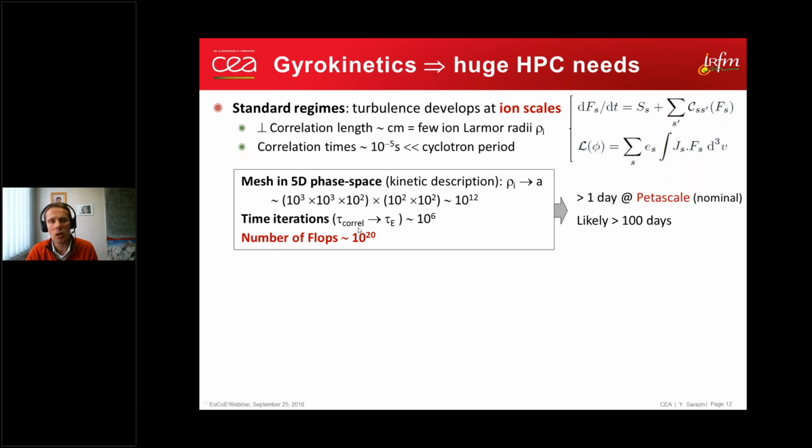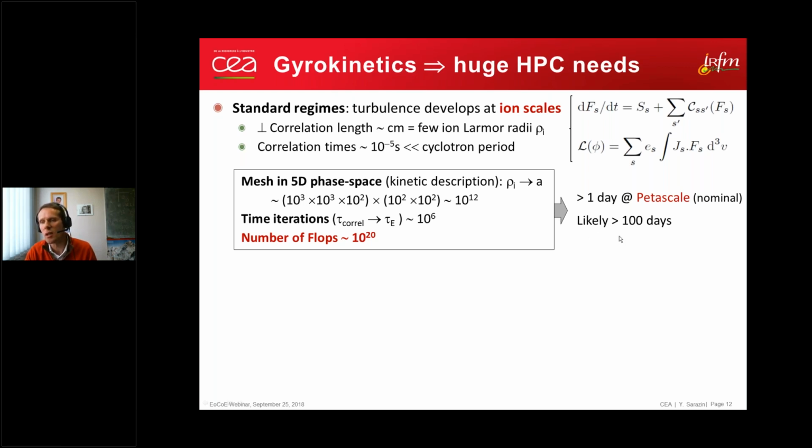The number of iterations is of the order of 10 to the 6 if you want to cover from the correlation time of turbulence up to the energy confinement time. And you end up with a number of flops which is of the order of 10 to the 20. And this gives you, if you have your own petascale tokamak, then you can run a simulation in 1 day.